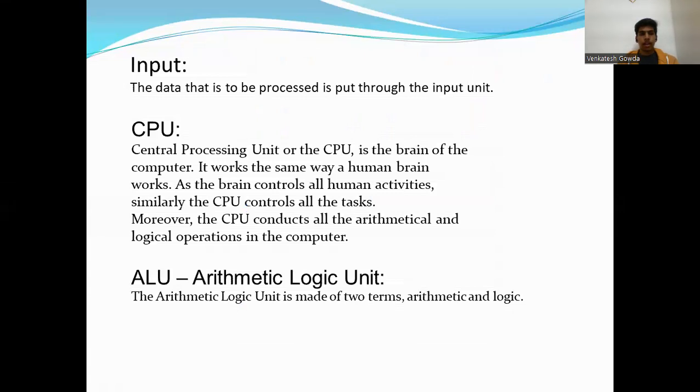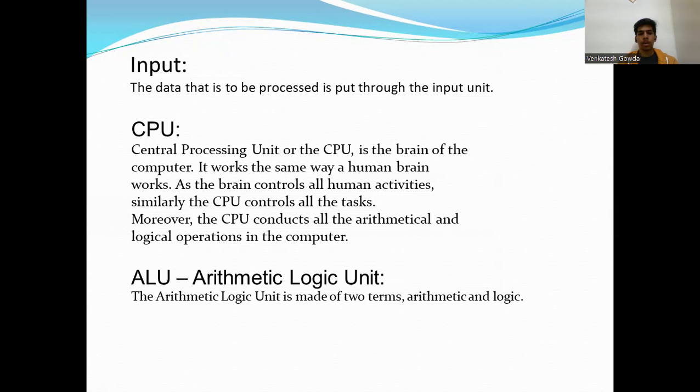The input unit: the data that is to be processed is put through the input unit. CPU: the Central Processing Unit, or the CPU, is the brain of the computer. It works the same way a human brain works. As the brain controls all the human activities, similarly, the CPU controls all the tasks. Moreover, the CPU conducts all the arithmetic and logical operations in the computer.